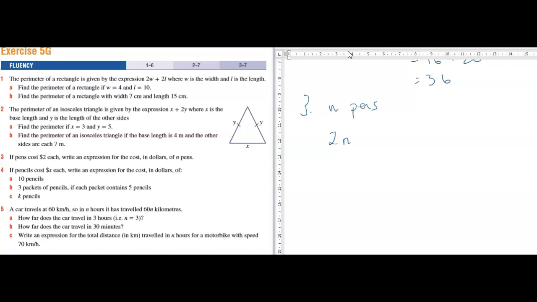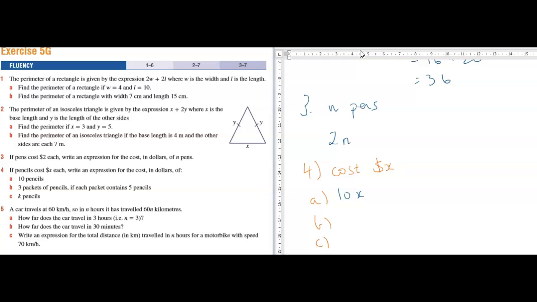All right. Question 4, if pencils cost x dollars each, write an expression for the cost in dollars of 10 pencils. So let's have a look. So we've got the cost is x dollars. So let's just write A, B, C. I don't have to keep changing my pen color. All right, so if we've got 10 pencils, it's going to be 10x. So if the pencils cost $2, it's going to cost $20. If the pencils cost 50 cents, it's going to cost you $5.